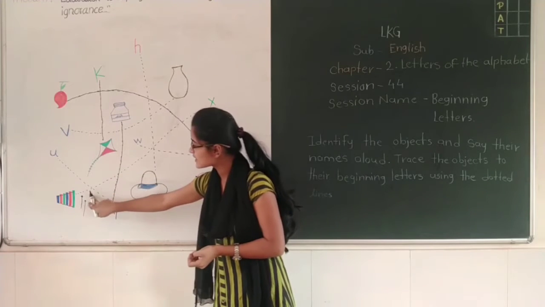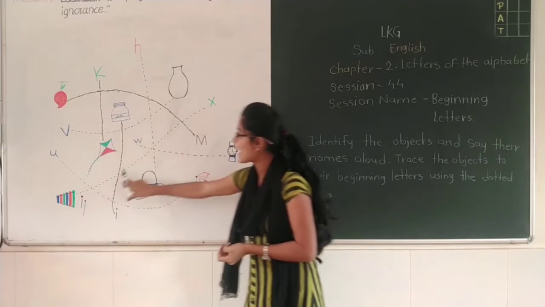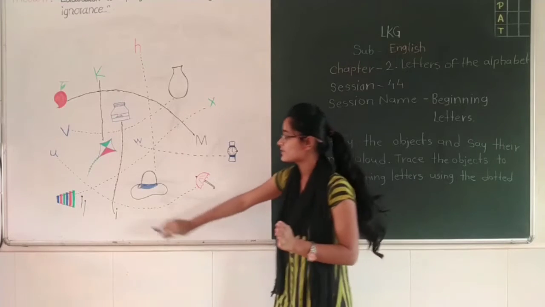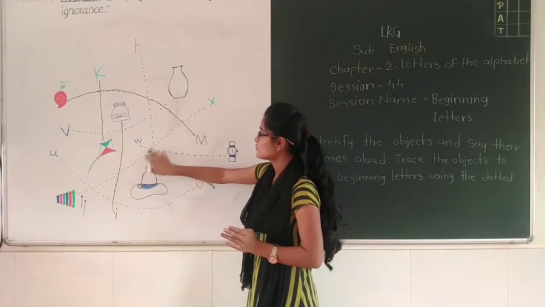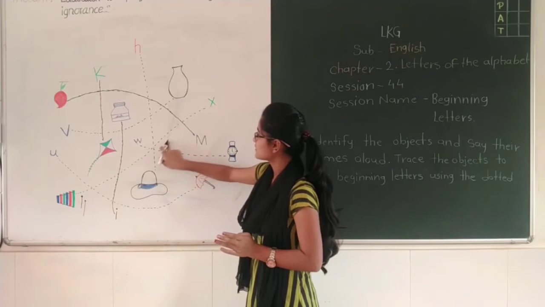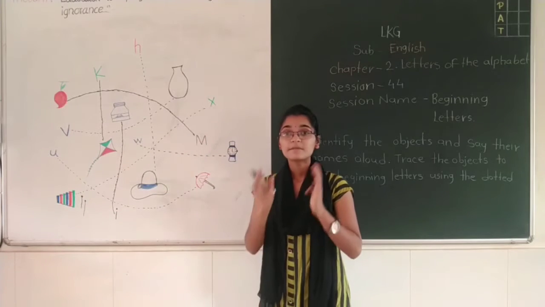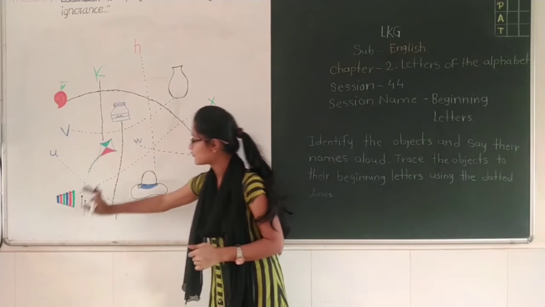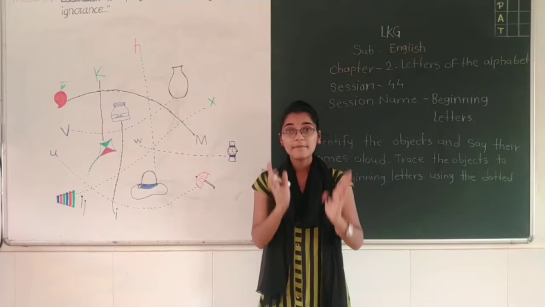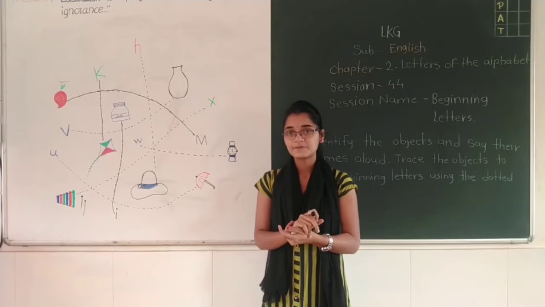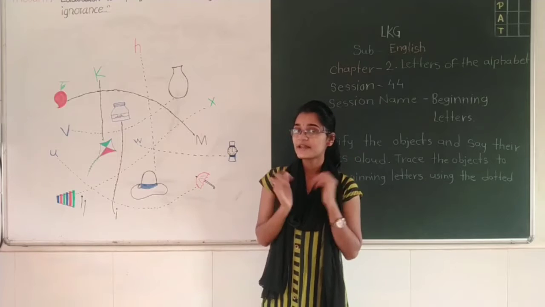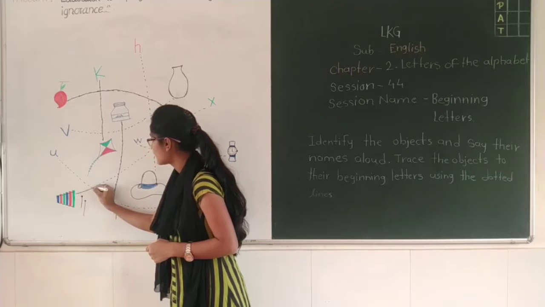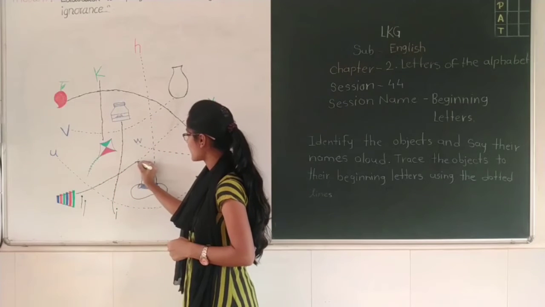And as you can see, the picture of xylophone and letter X is joined by dotted lines. Look at here. These two pictures are matched by dotted lines, right? Means the xylophone and letter X are matched by dotted lines. Now you have to trace these dotted lines. Now I am going to trace this dotted line.